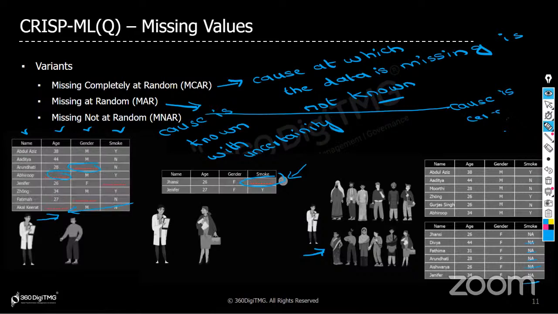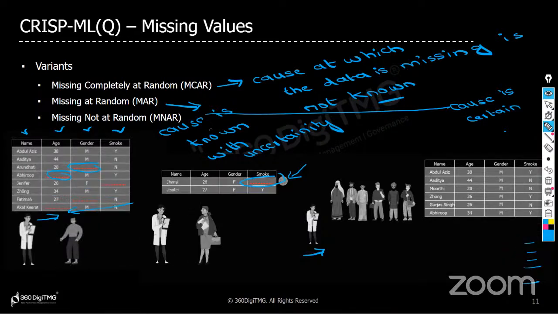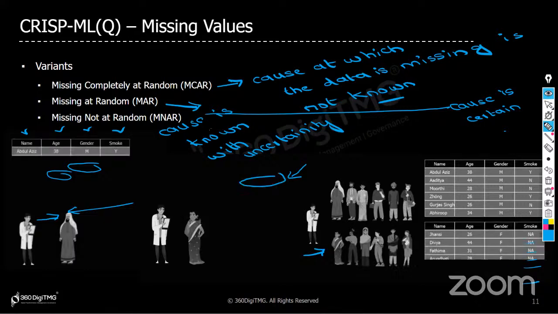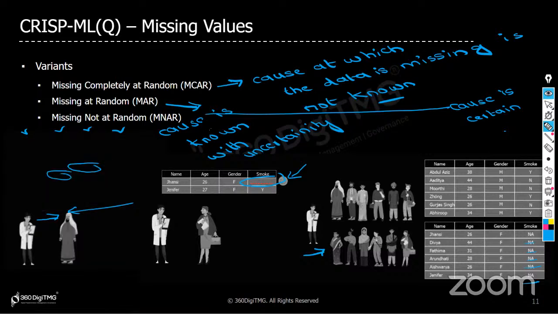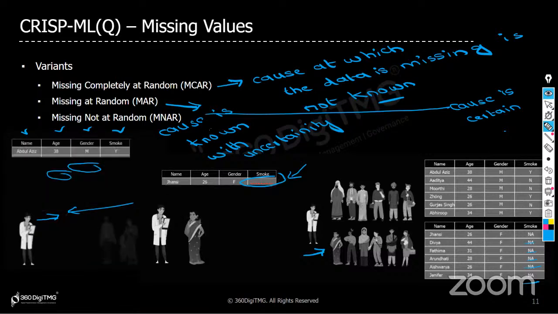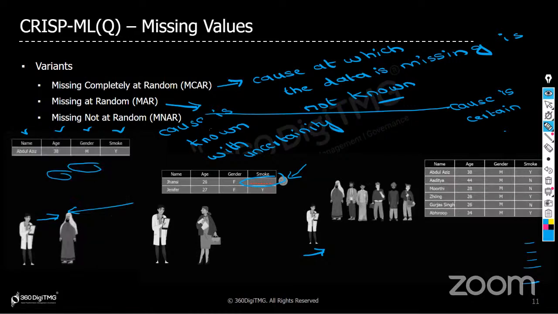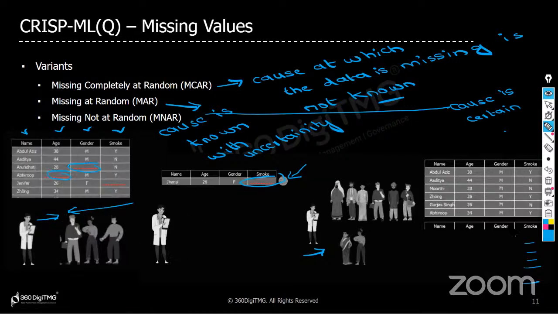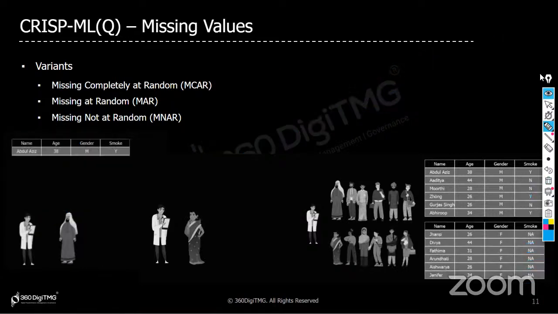So these are the three variants of missing values present. First one is missing completely at random, which is the cause at which the data is missing is not known, and missing at random, the cause is known with uncertainty, and missing not at random, the cause is certain. So these are the three variants present. Let me delete or clear these things.